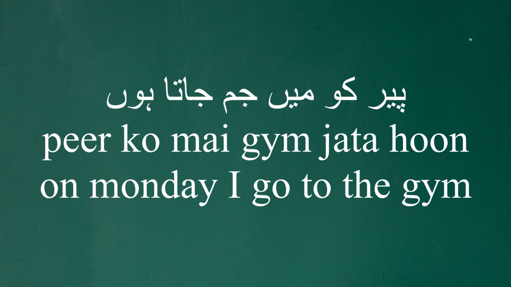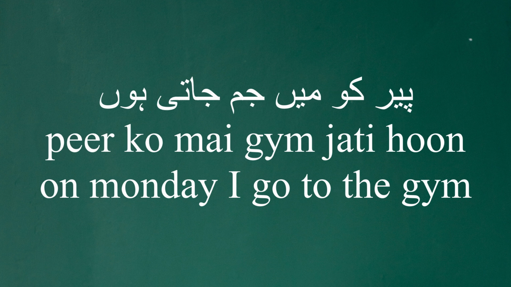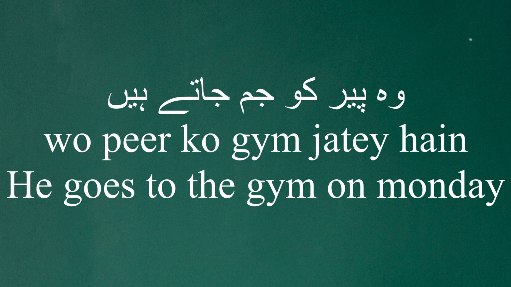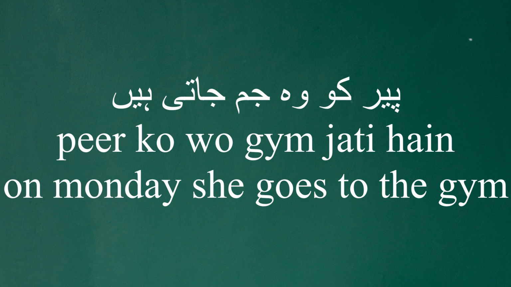If you're female, you'll say Peer ko main gym jaati hoon. And if you're talking about someone else, another man, you'll say Peer ko woh gym jaate hain. He goes to the gym on Monday. This sentence is a bit more respectful. For a female, it will be Peer ko woh gym jaati hai.